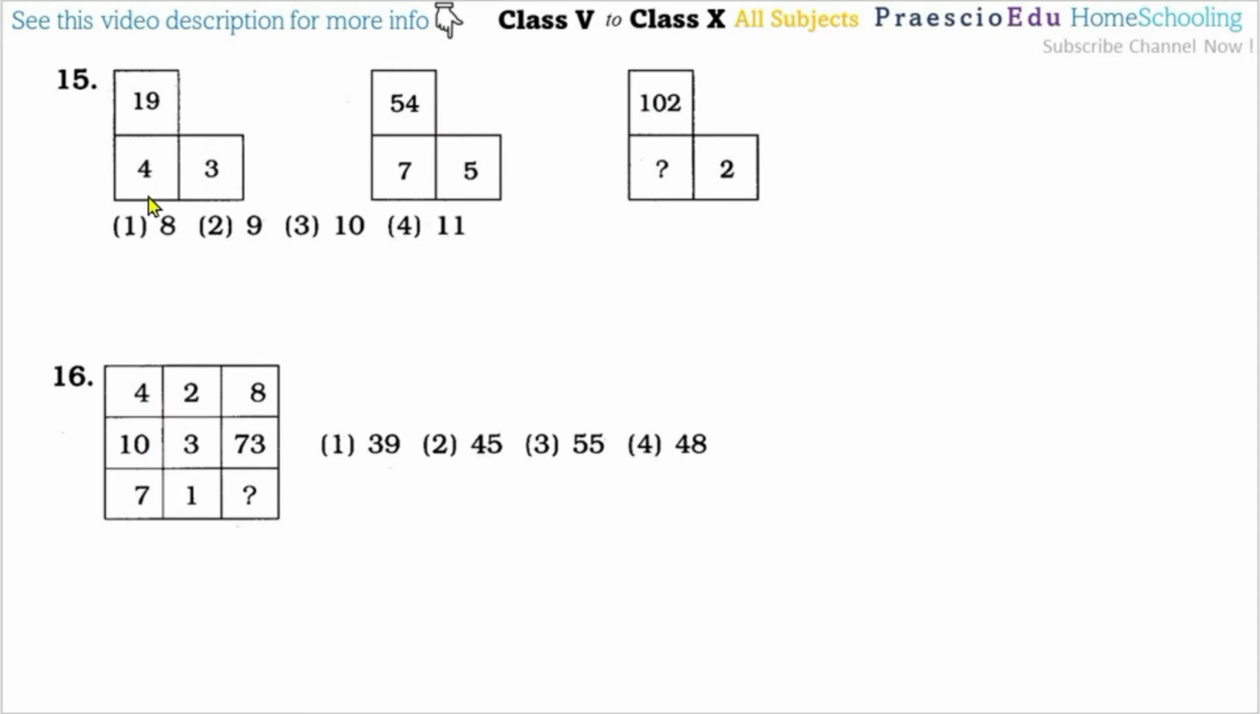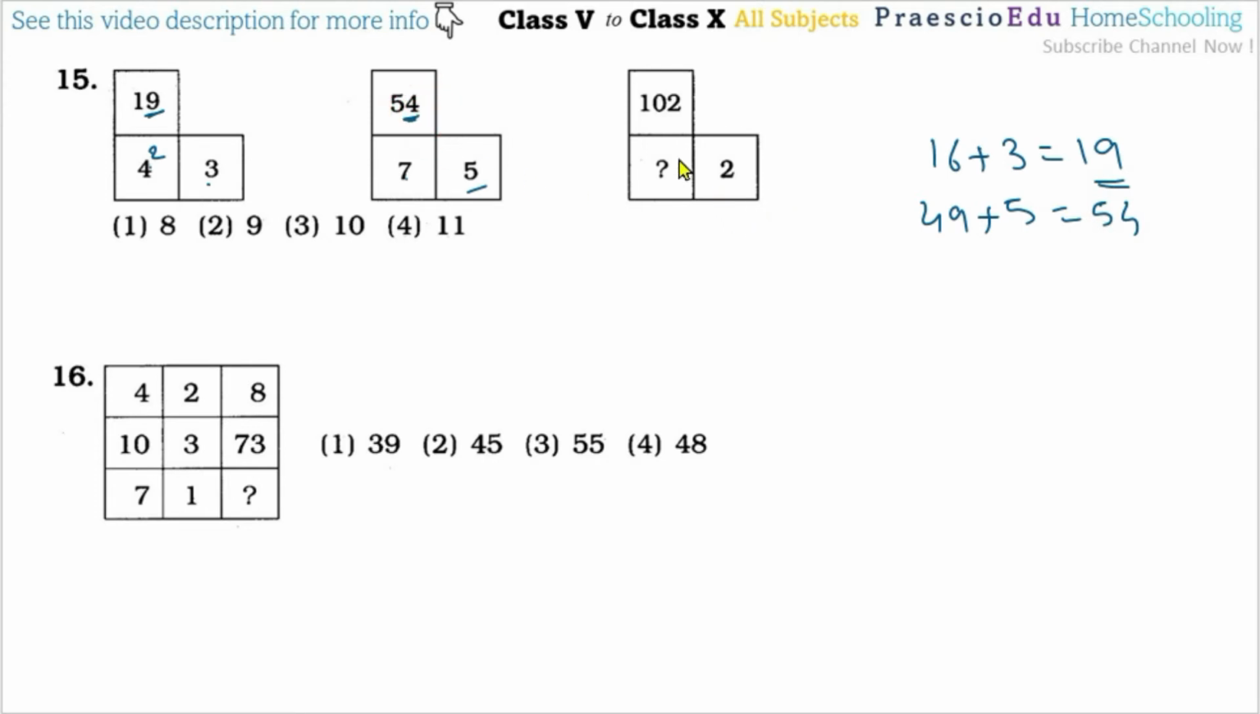Now question number 15. For the bottom 2 numbers, we have to take the square of this 4. 4 squared is 16, plus this other digit, 3, so we get 19. The 19 represents the upper part of this square. Then 7 squared is 49 plus this 5, we get 54, and 54 is here.